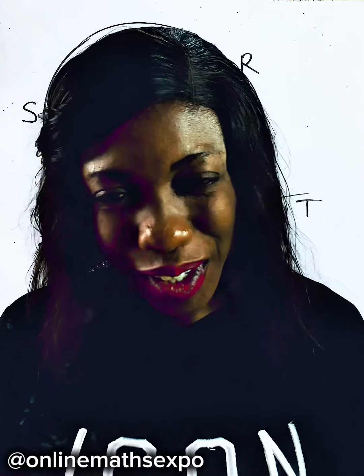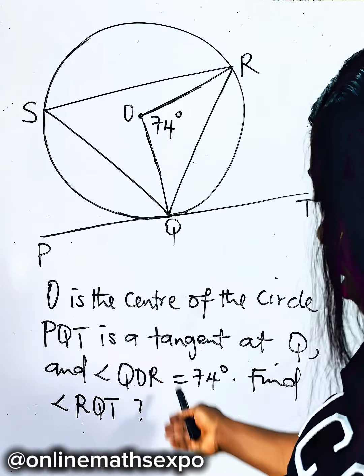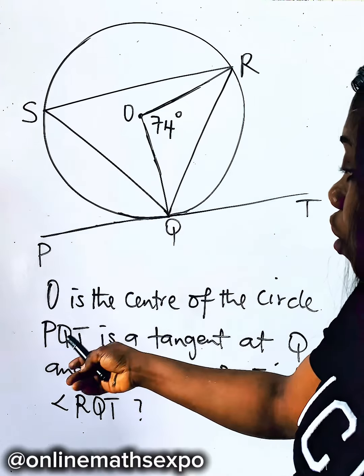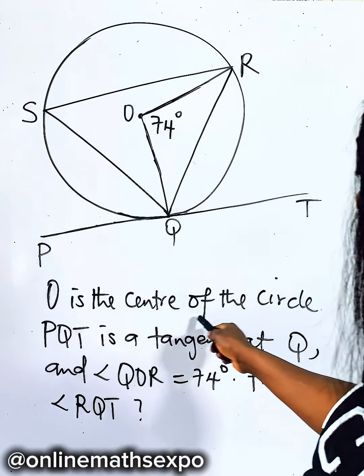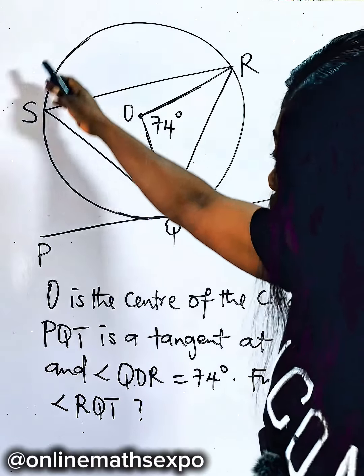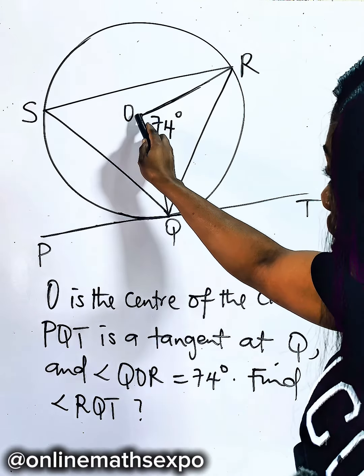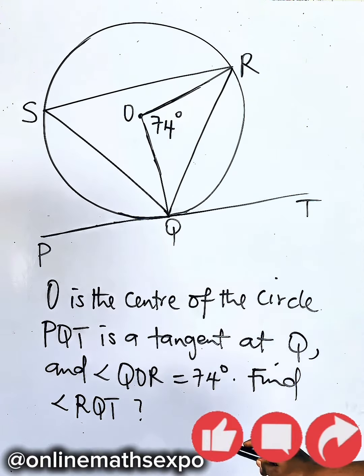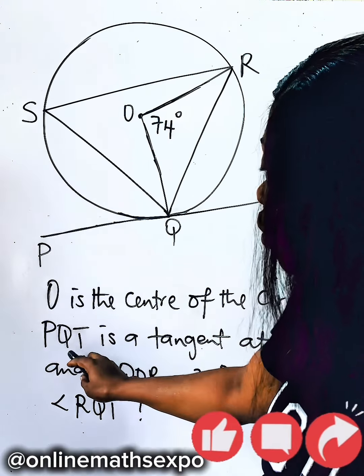Let's solve this question together on circle geometry. This is what you have, and we are told O is the center of the circle. If you go to the circle, you will see that this is the center, and that's where you have this point O. Then we are also told PQT.